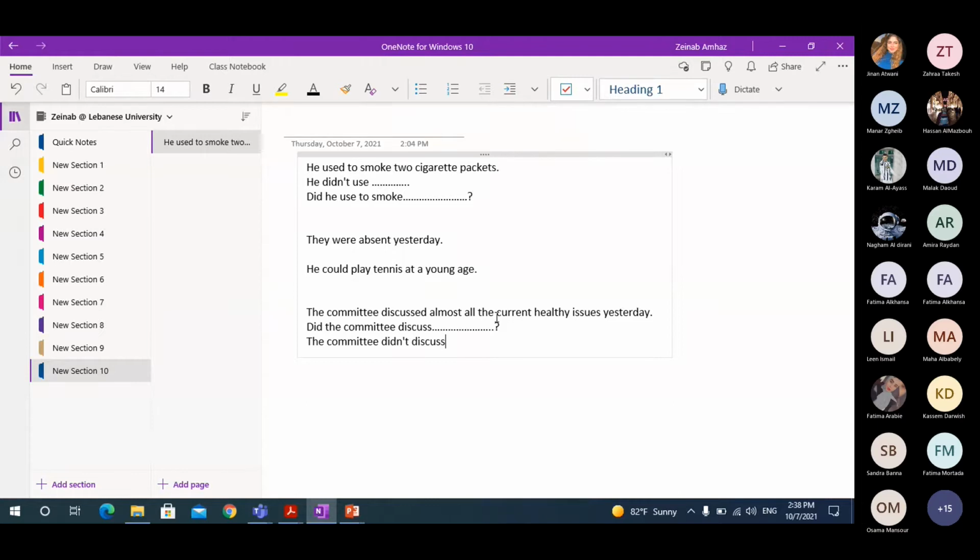In the present, we have do and does. We use do with the plural subjects, okay? Full stop here, of course, at the end. And for the singular, we use does. In the simple past, all the subjects become equal.